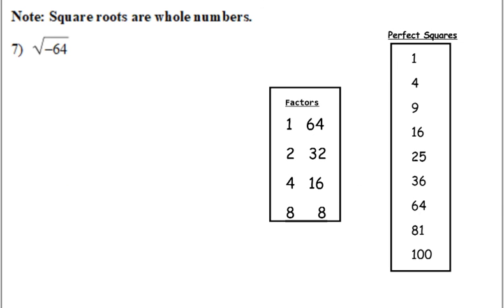Number 7, we have the square root of negative 64. And remember, square roots are whole numbers. So our solution here is no real number, because you can't take the square root of a negative number. Now let's simplify some cube roots.